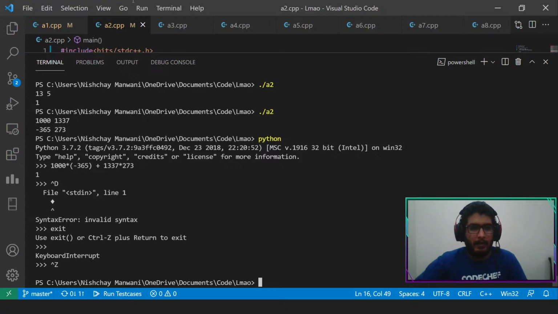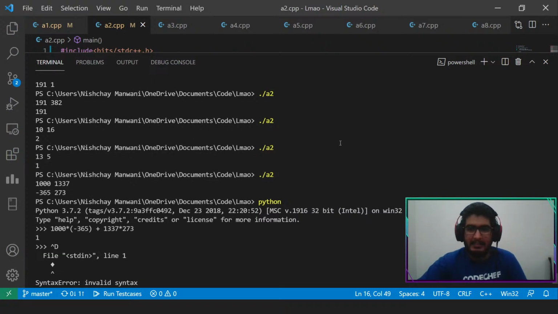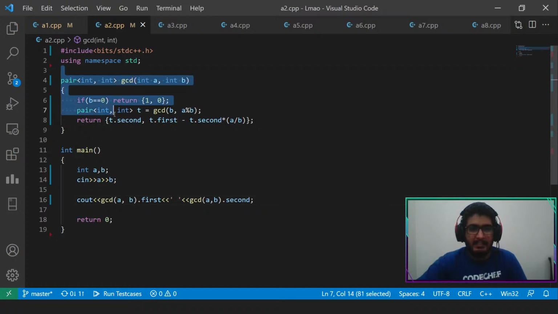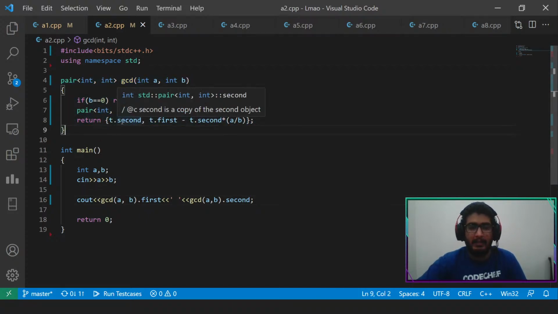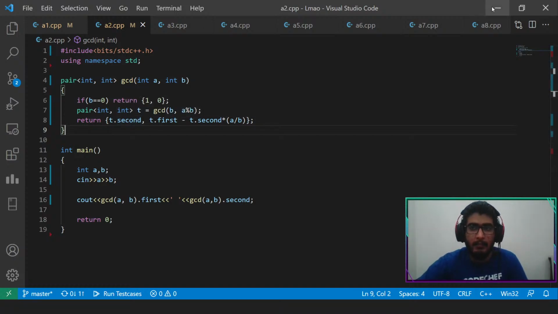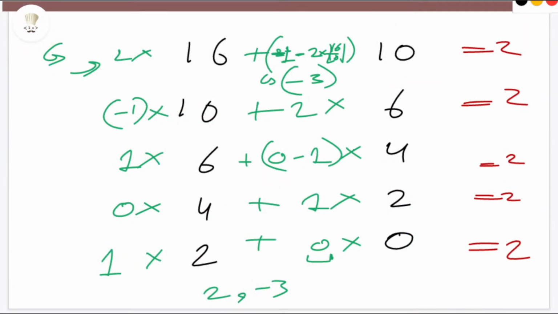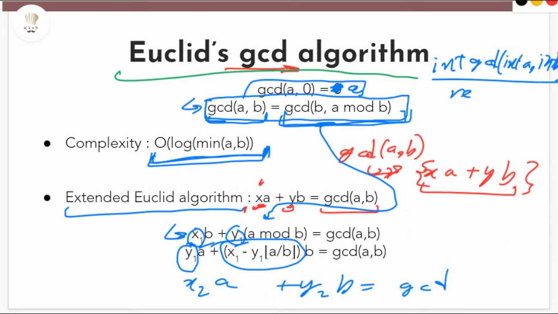Right. Okay. So this extended GCD algorithm is used to calculate the x and y terms which result in the GCD term, right? And this is working as well. Let me come back to the Euclid GCD algorithm. Now, why is the extended Euclid algorithm needed?